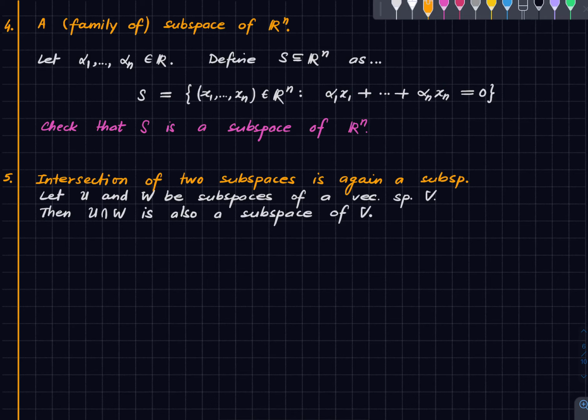Okay, lastly, I will just expand on this, or maybe I'll call it 5 prime. Intersection of any family of subspaces, of any collection of subspaces, is again a subspace.